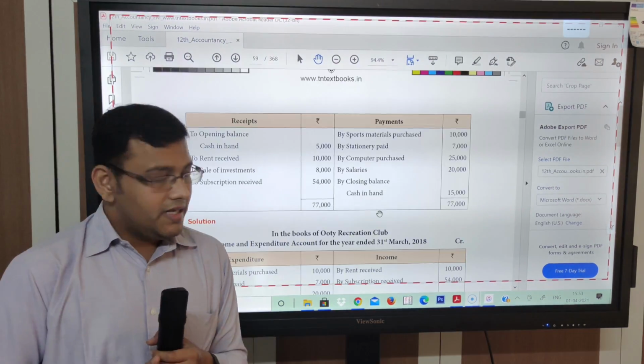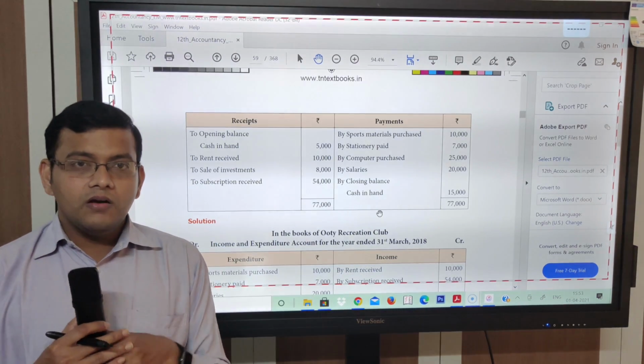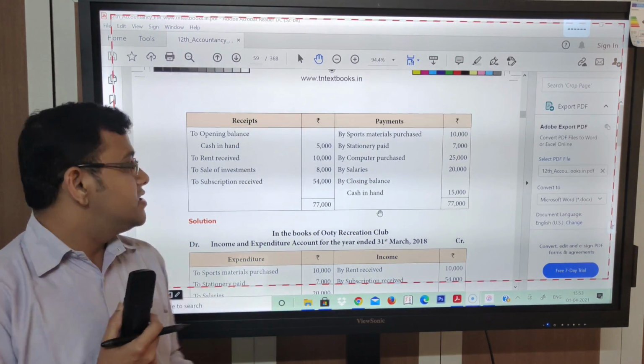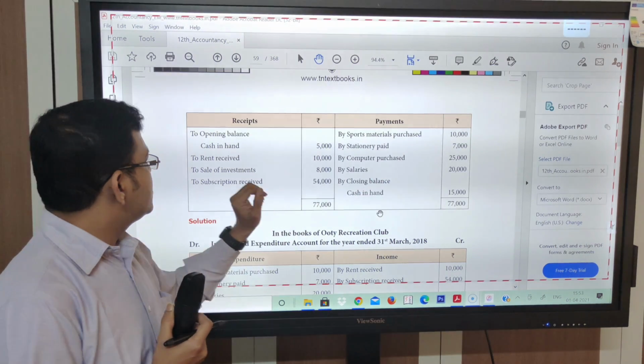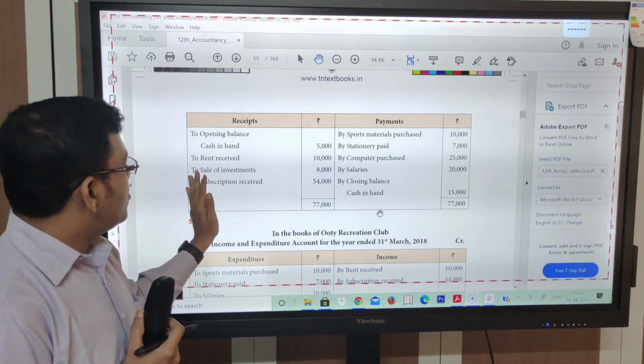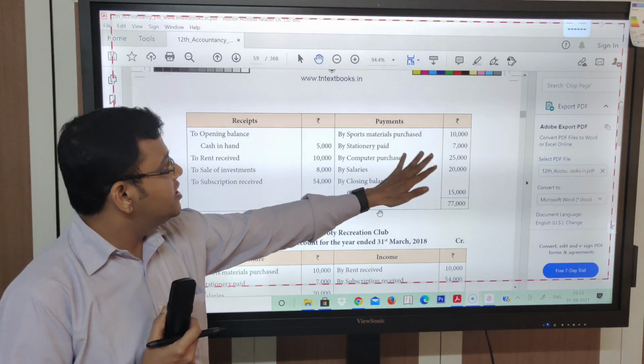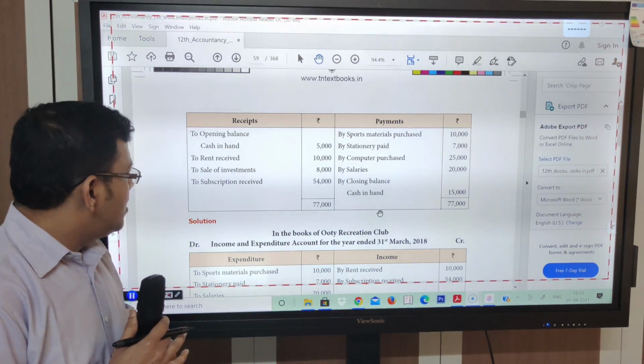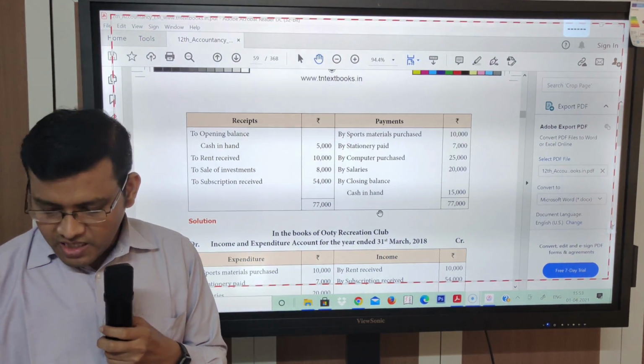Next illustration, you are required to prepare the receipts and payments and income and expenditure. If you see the receipts and payments, the opening cash balance is there, whatever amount you received is there, and the payments they have given. Now with this you are required to prepare the income and expenditure.